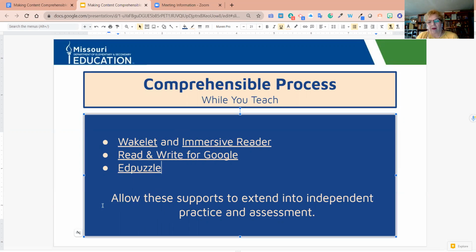And the thing about these is we should extend and allow them independent practice and assessment. So after they've used them with you, they can go and use them on their own to create their own activities and lessons, response to lessons.